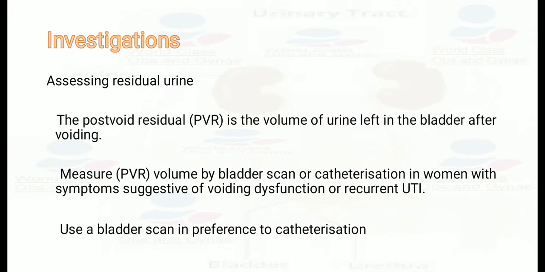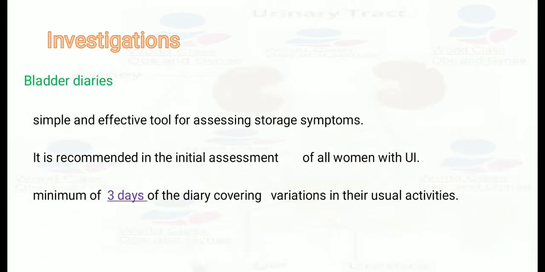Then investigation, assessing residual urine. Post-void residual is the volume of urine left in the bladder after voiding, and we measure post-void residual volume by bladder scan or catheterization in women with symptoms suggestive of voiding dysfunction or recurrent UTI. Use a bladder scan in preference to catheterization. Then, among investigations, we may have a bladder diary.